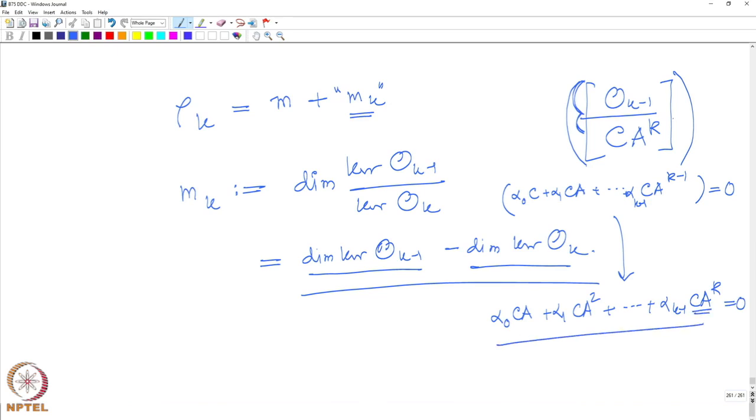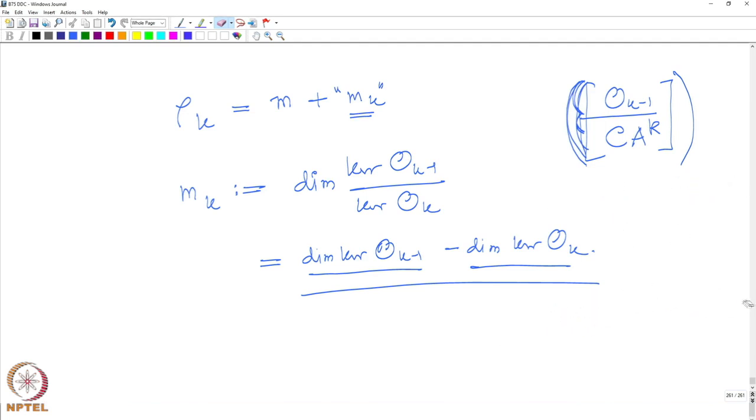But these are now rows from this bigger matrix. You see, these are rows from the bigger matrix. So therefore, like before, this shift invariance property, as far as this difference in the dimension is concerned, the decrease in the dimension of the kernel at the kth stage will be more than the decrease at the k plus first stage. That is why these numbers mk will decrease.